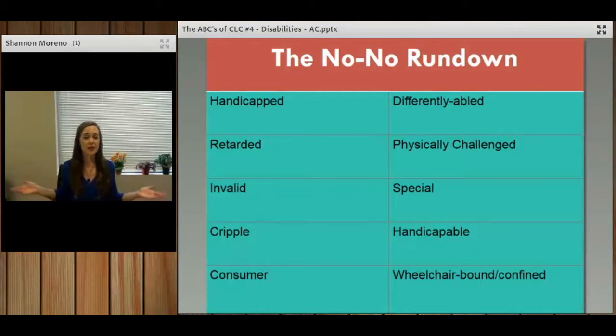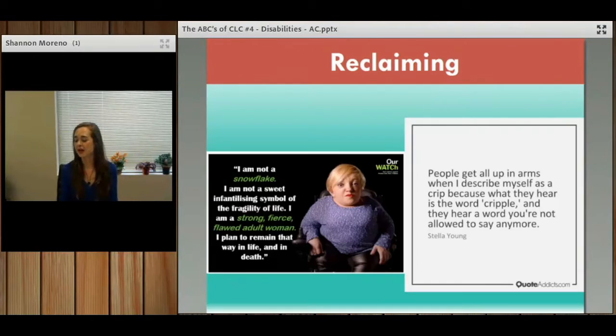I'm just a person who needs to use a wheelchair, right? It's no big deal, not bound, not confined. It is something that needs to be used in order to get from point A to point B, right? So that's just a real quick look through of some applications for a little bit of the no-no list.